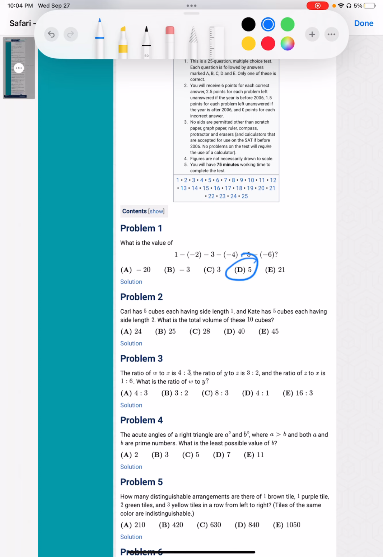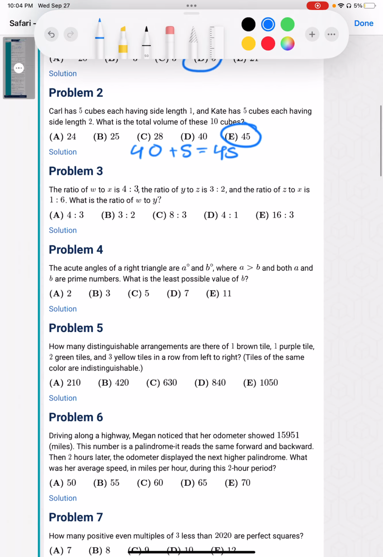D. Next: Kate has 5 cubes, each having side length 2. What is the total volume of these cubes? Well, 5 times 2 cubed is 40, 5 times 1 cubed is 5, so the answer is 45, or E. The ratio of W to X is 4 to 3.